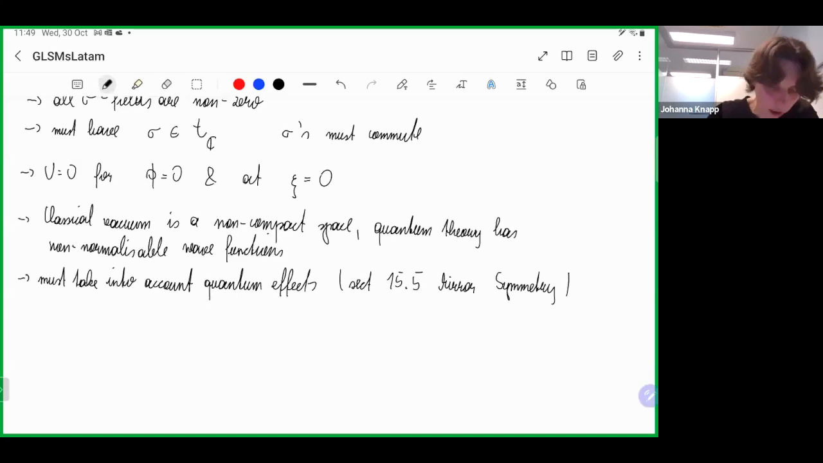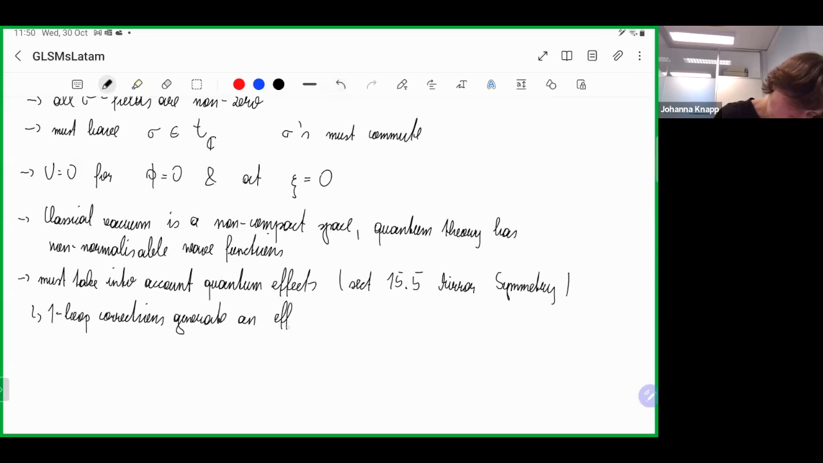So what you have to do in principle, if you're good at quantum field theory, is compute one loop effects. And what happens is that one loop corrections generate an effective potential for the sigma fields.